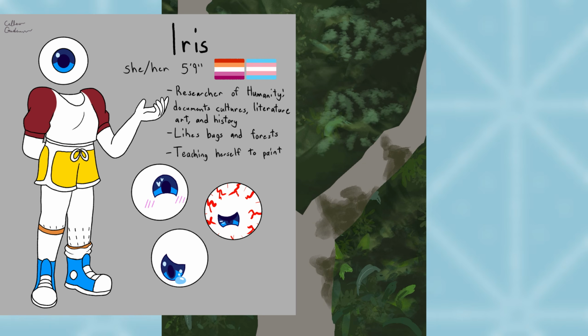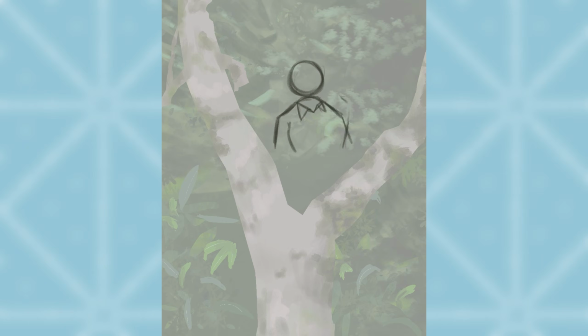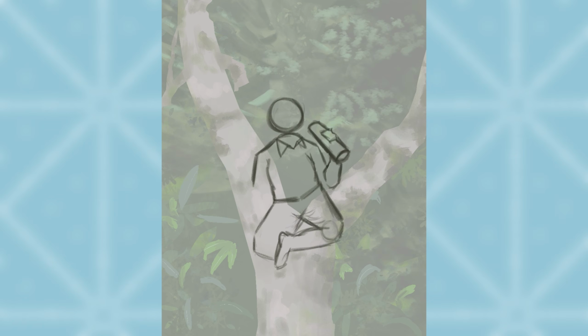Now, the next character design is from Colleen, who goes by Colleen and her full name basically. And they sent me two of their amazing characters, Iris and Winston. Now, to be honest, you might be seeing an eyeball being drawn based on where you are in the speed draw, but I actually initially decided to draw Winston and not Iris.